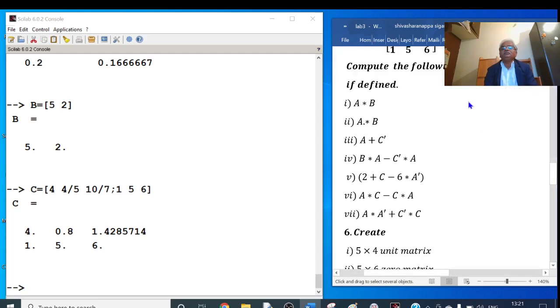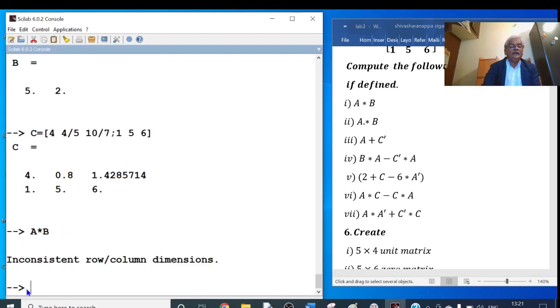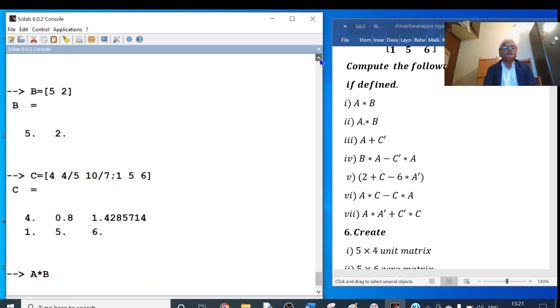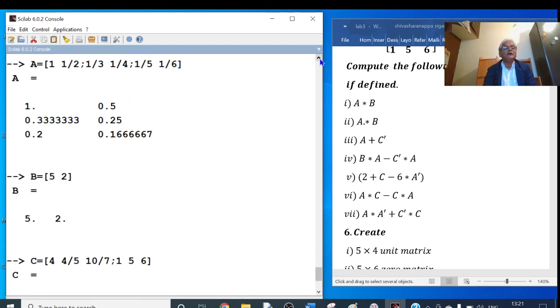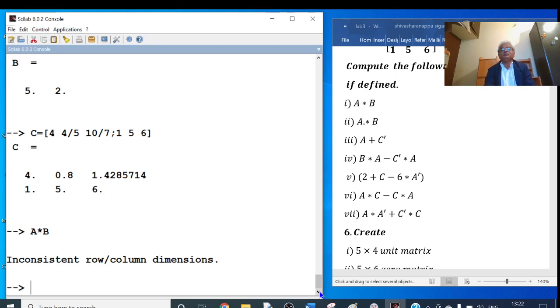Okay. First one is A star B. Enter. Okay, it's not possible here because, what is the order of A? Order of A is 3 by 2. B must be of order 2 into something, but it is 1 by 2. Okay, this is not defined.